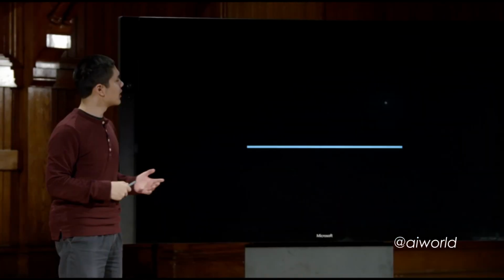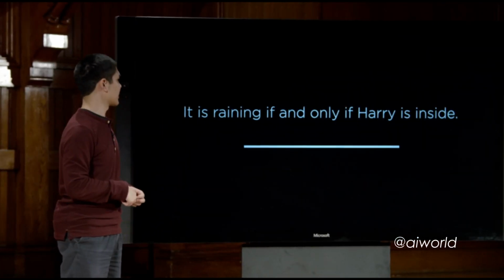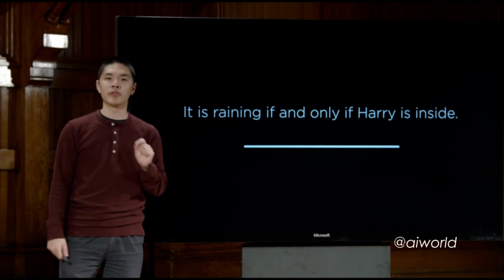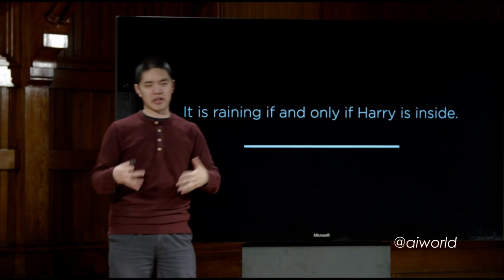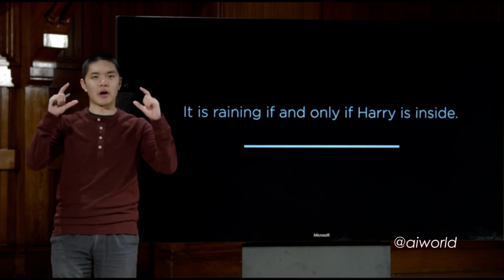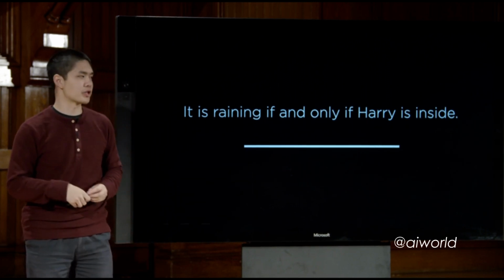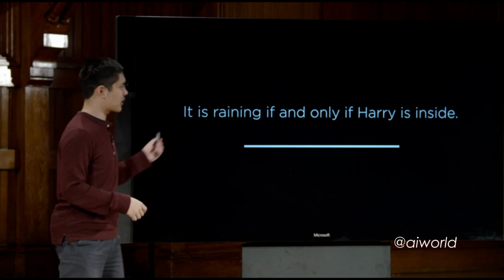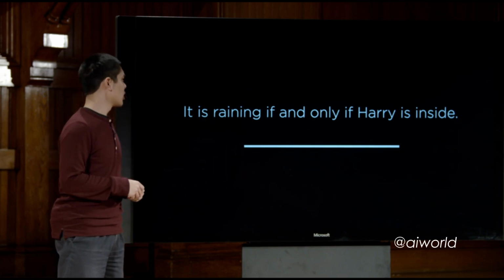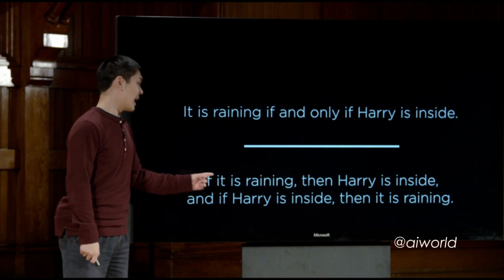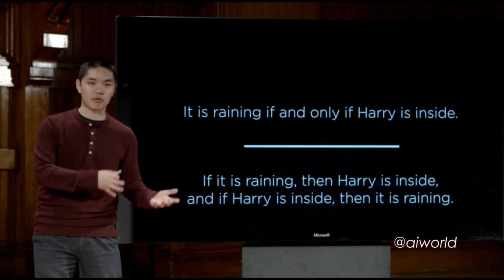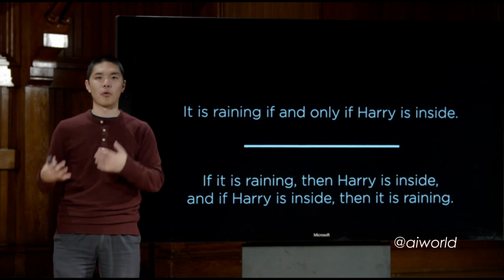In addition to eliminating implications, we can also eliminate biconditionals as well. So let's take an English example, something like, it is raining if and only if Harry is inside. And this if and only if really sounds like that biconditional, that double arrow sign that we saw in propositional logic not too long ago. What does this actually mean if we were to translate this? Well, this means that if it is raining, then Harry is inside. And if Harry is inside, then it is raining. This implication goes both ways.